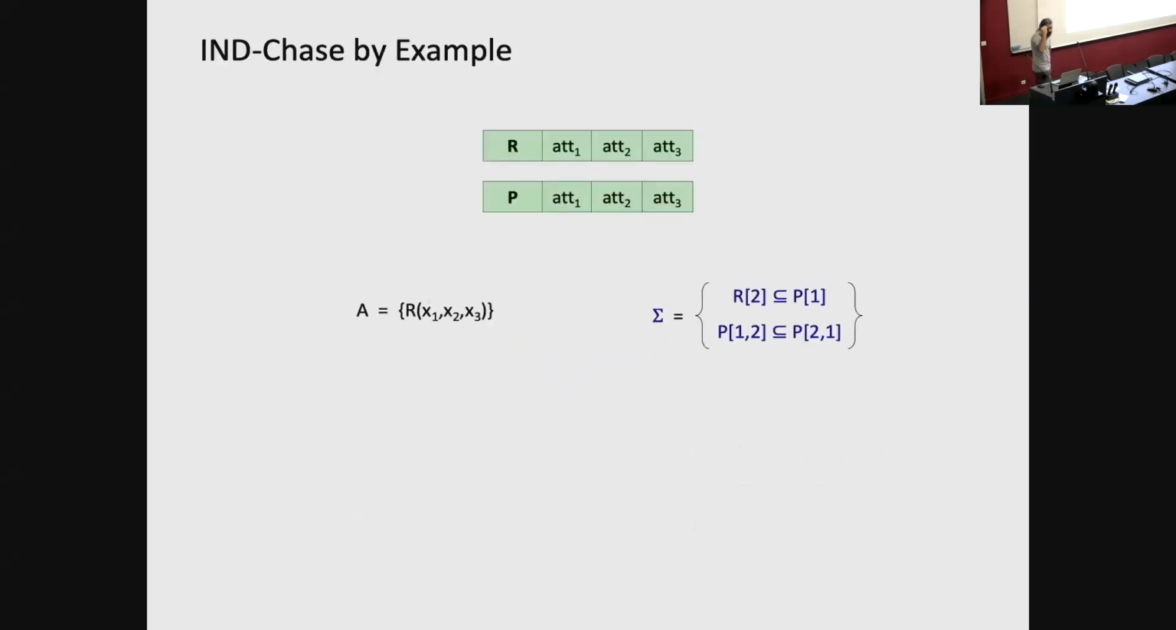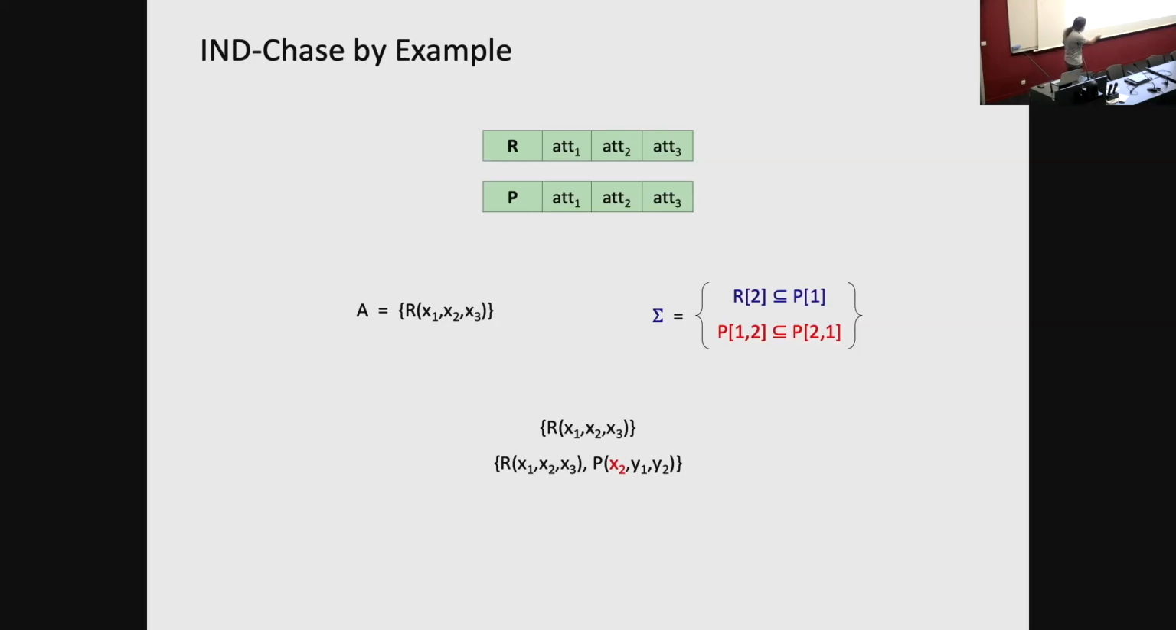So let's start with an example, as usual. We are given this set of atoms over the schema, R(x1, x2, x3), and these two inclusion dependencies. Now, what the chase will do here, I guess you can imagine. We start from this atom, and the first inclusion dependency is violated, because I have an R atom, but I don't have a P atom, so the chase will fire this guy, and it will add an atom.